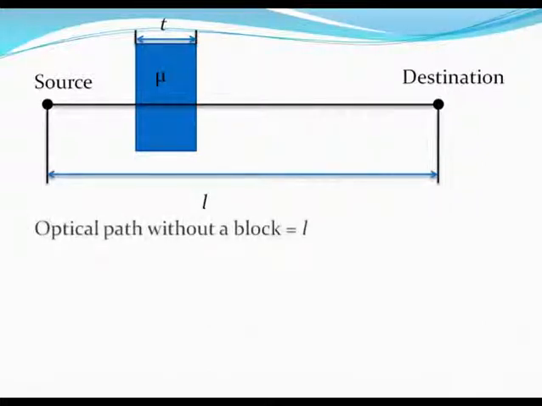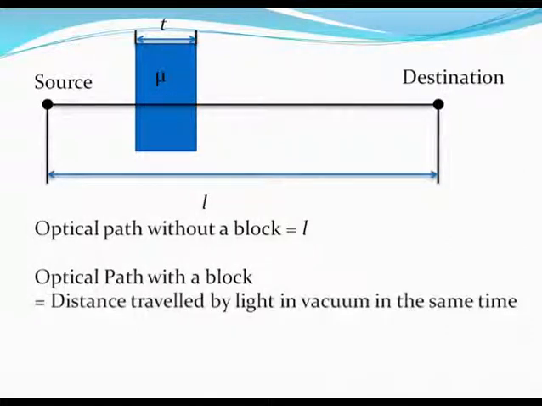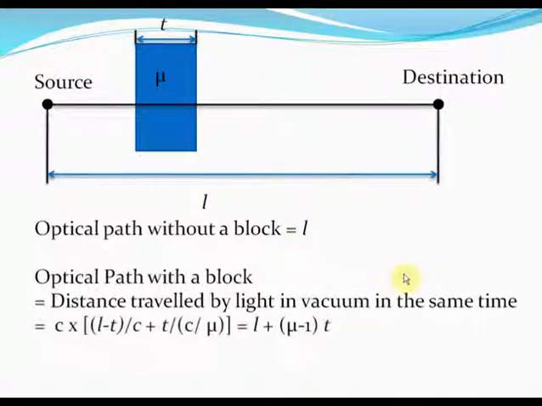The optical path in this case will be the distance traveled by light in vacuum in the time that the light takes to travel from the source to the destination. In the first case, the optical path was L. In the second case, the optical path is the distance traveled by light in vacuum in the same time in which the light travels from the source to the destination when there is a block of refractive index mu in the path. So what will this distance be? This distance will be the speed of light in vacuum times the time taken by light to travel from the source to the destination when this block is placed in the path of light.